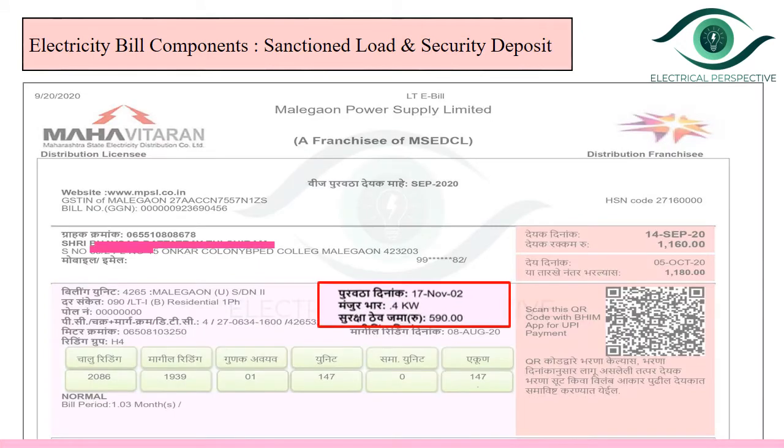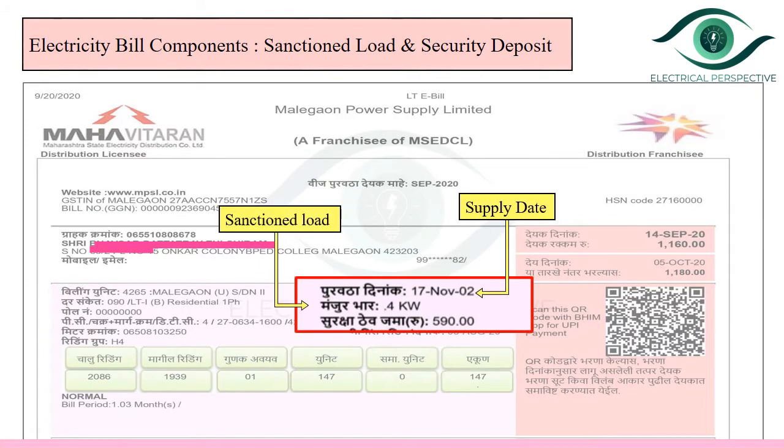Next component, Purautha Dinanka, that is the supply date. Then Manzoor Bhar, meaning the sanction load. It is the permissible total peak kilowatt given to the meter based on the total appliances connected to it. Note that it is not your actual energy consumption and it only impacts the fixed charges on your electricity bill. The fixed charges are the same up to 10 kilowatt sanction load. If the sanction load is more than 10 kilowatt, then you need to pay extra charges as per the tariff order.